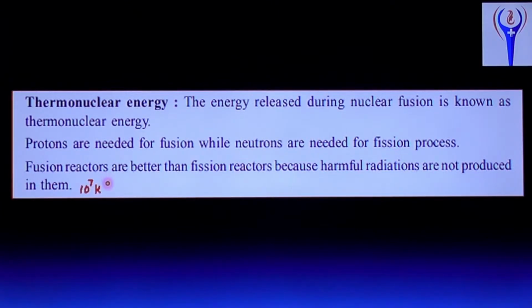Fusion reactors are better than fission reactors because harmful radiation is not produced. But temperature should be very, very high, 10 power 7 Kelvin, that is a million degrees Celsius or million Kelvin. Achieving this is very difficult, that is one of the drawbacks, and it is costly. Otherwise, fusion reaction will be easy, and suppose it suddenly bursts, there will be no harmful radiation. Only heat energy will be liberated, no other harmful radiation.